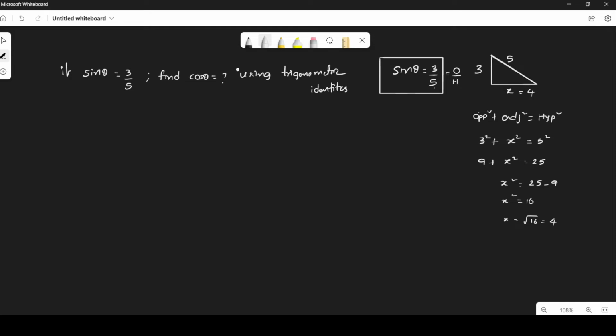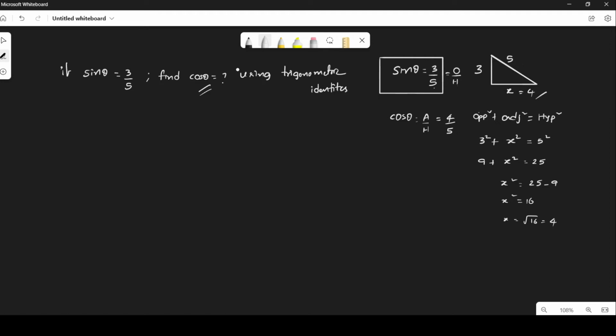Now what we have to find? We have to find cos theta here, and we know that cos theta is equal to adjacent by hypotenuse, because the basic definitions of SOHCAHTOA are: sine is equal to opposite by hypotenuse, cos is equal to adjacent by hypotenuse, and tan is equal to opposite by adjacent. So cos is equal to adjacent by hypotenuse, and adjacent is 4, hypotenuse is 5. So in this way we did the problem in the past.